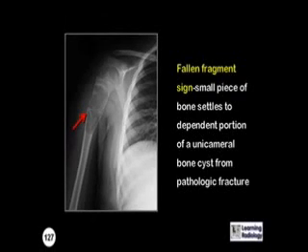This is the fallen fragment sign, representing a small piece of bone which settles to the most dependent portion possible of a unicameral bone cyst from a pathologic fracture. What is the descriptive term given for this appearance?